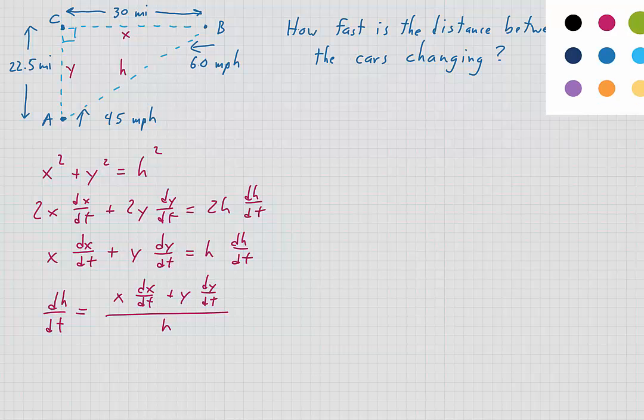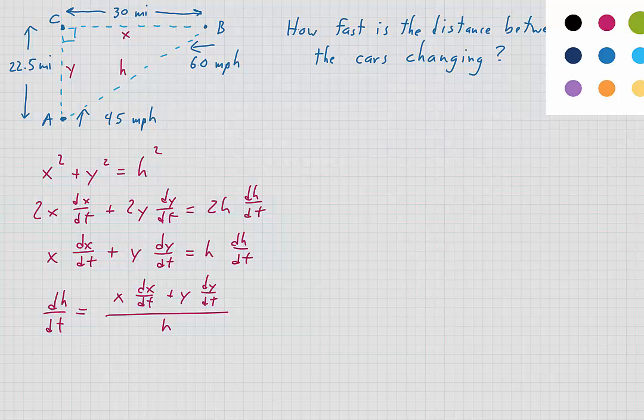Well, most of these are given in the problem we see here. We can see that x is 30 miles, and we can see that dx/dt is going to be a negative 60, and we're going to make this a negative because this distance x is going to be decreasing. So we want to have our rate of change be a negative to show that the value of x is decreasing. Similarly, on the left-hand side of the triangle, the distance y is going to be 22.5 miles. dy/dt is going to be negative 45 because y here is also decreasing. It's becoming shorter as time goes on, so we'll think of that as a negative 45.